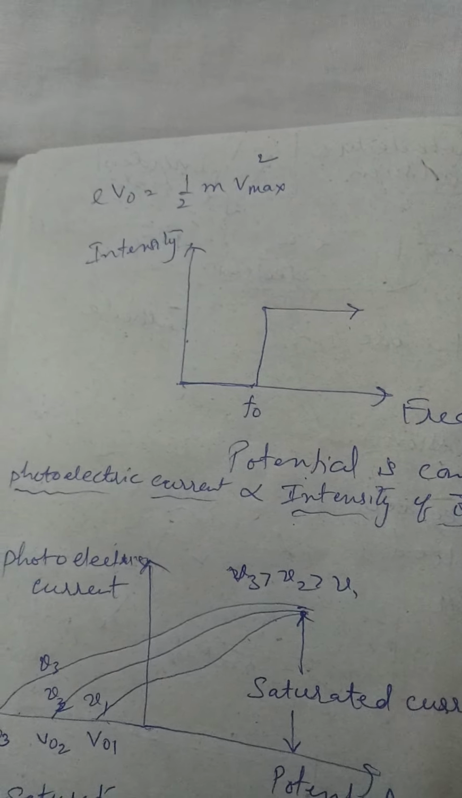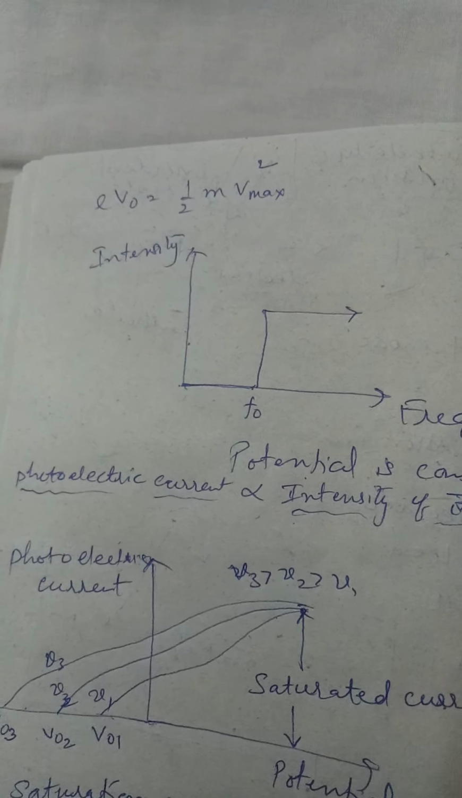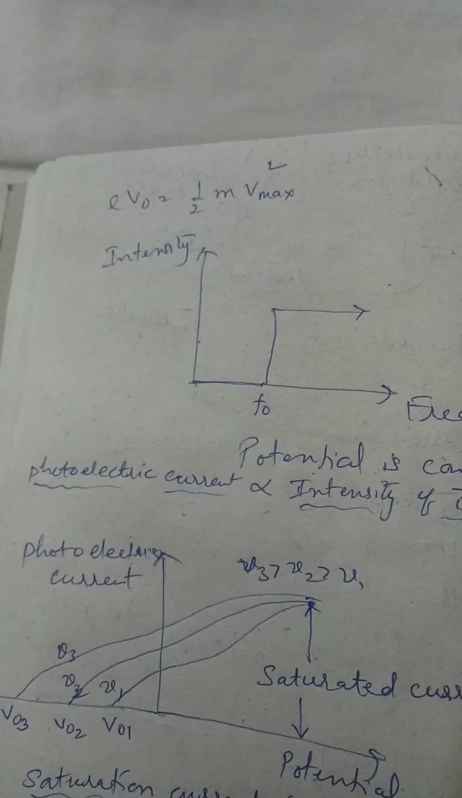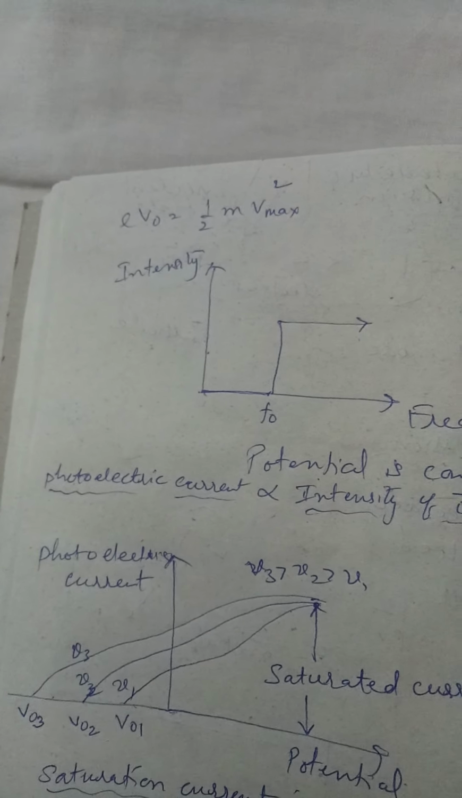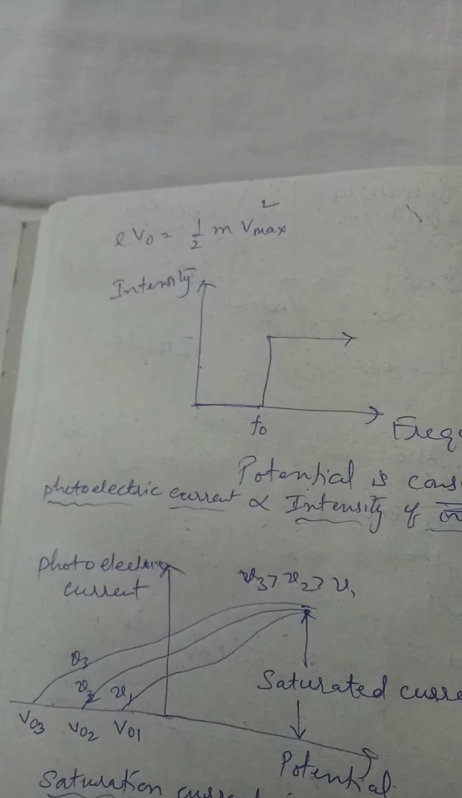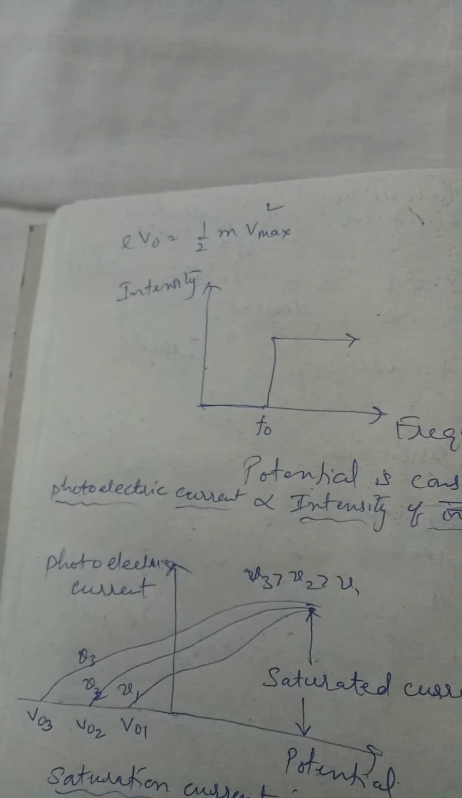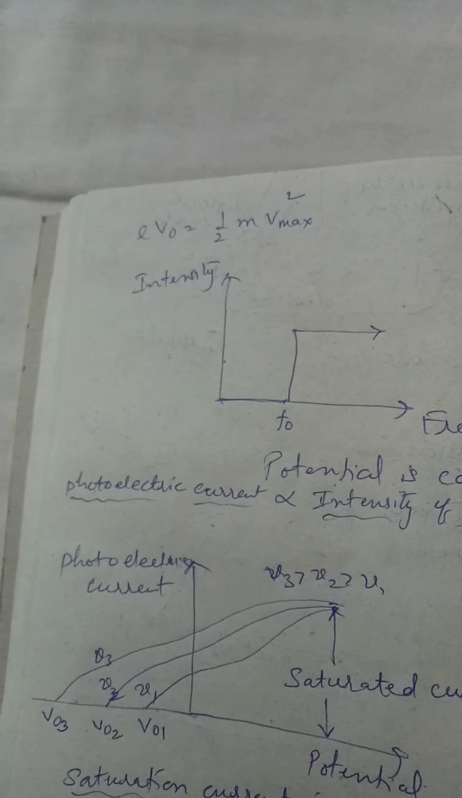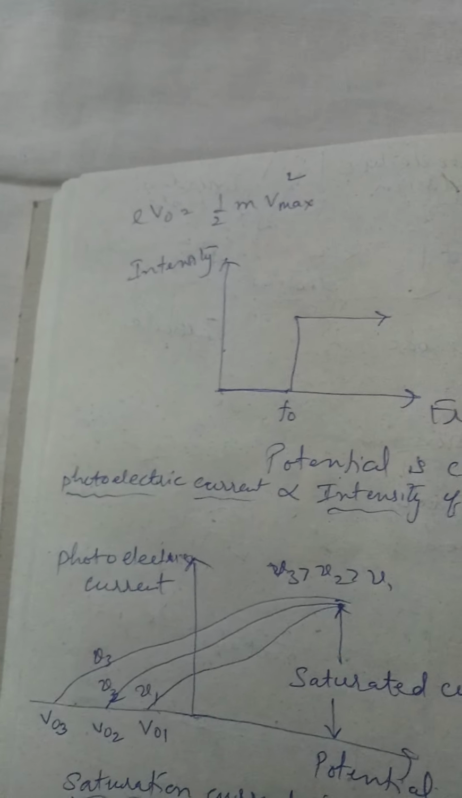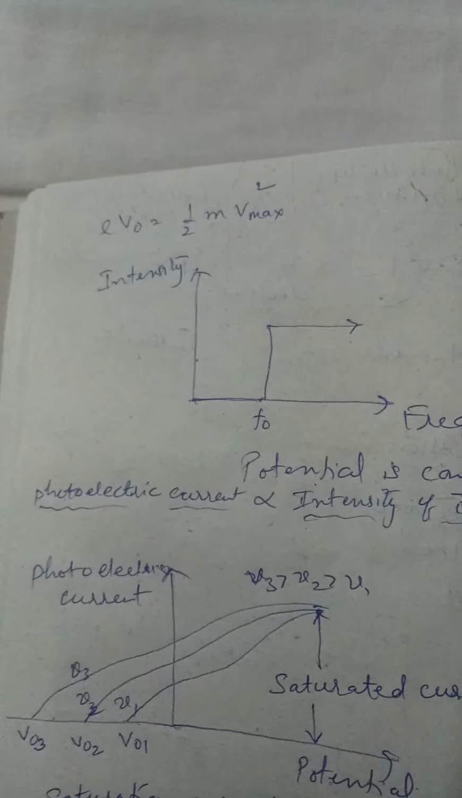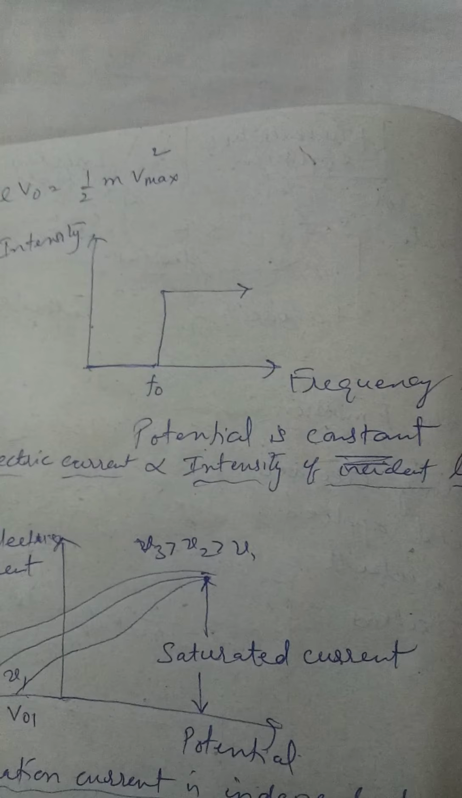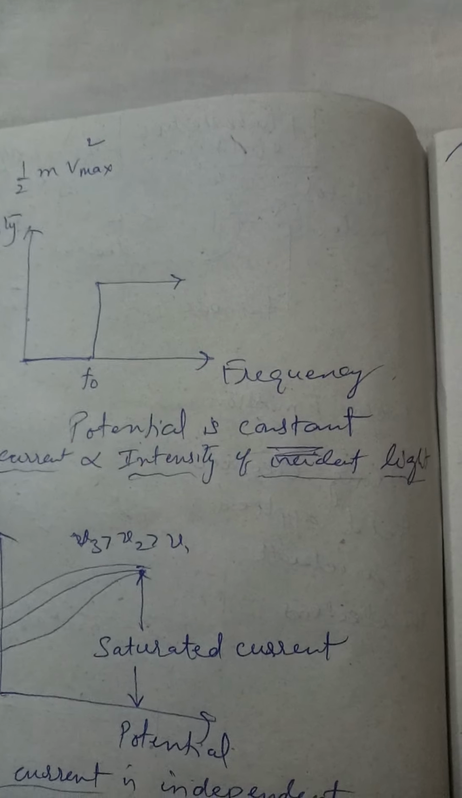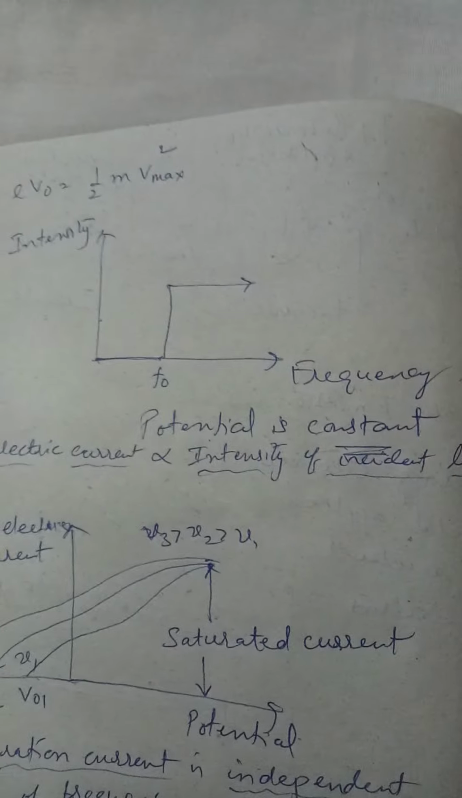Why more current will be generated? When you increase the intensity of light, basically you are supplying more energy, and that more energy is knocking off more charged particles. Because more charged particles are emitted, more amount of current will be generated. That is the reason. So you should remember that photoelectric current is directly proportional to intensity of incident light.